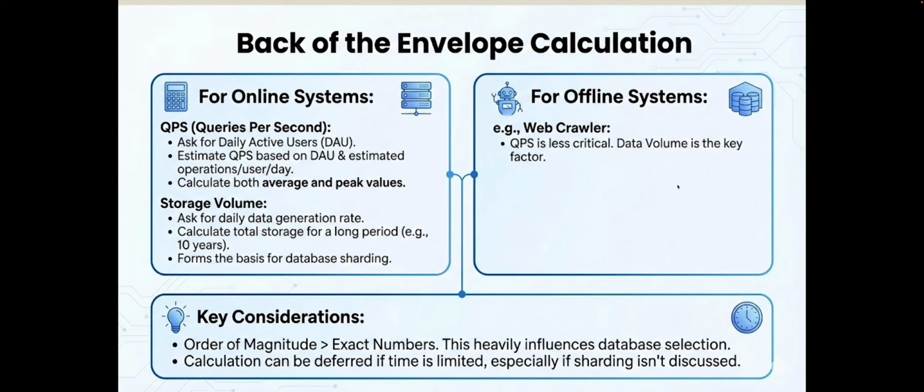For offline systems like web crawlers, QPS isn't as relevant. What matters most is the total data volume. And remember, the exact numbers don't matter as much as the order of magnitude. The difference between 10 to the fifth and 10 to the sixth is significant and will affect your database selection. But don't obsess over whether it's, I don't know, 105,000 or 110,000. That doesn't change your overall design, right?